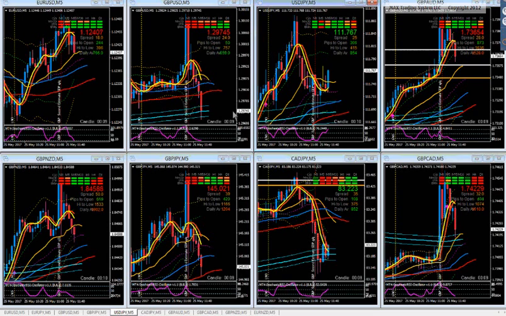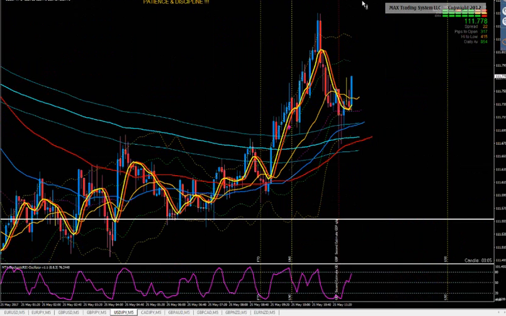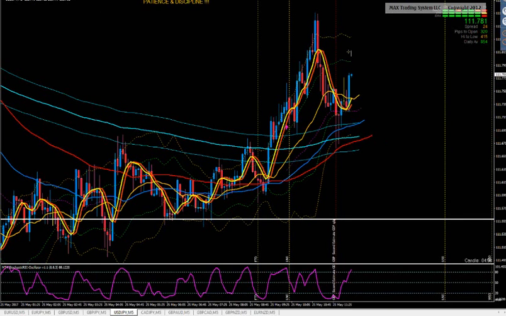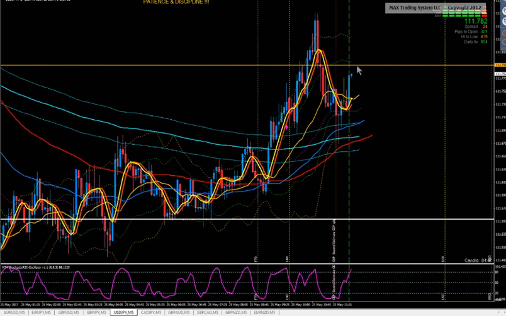Okay, let's consider the USD yen here. The candle will close in a few seconds. This will be a valid entry setup. When we have a valid entry setup, we have to define where the entry should be.